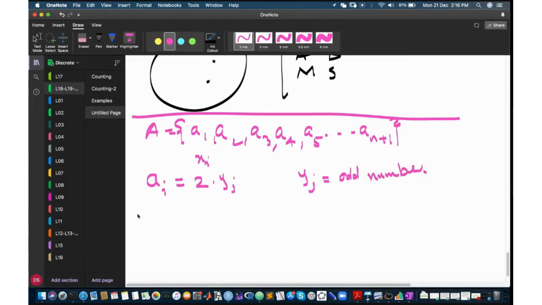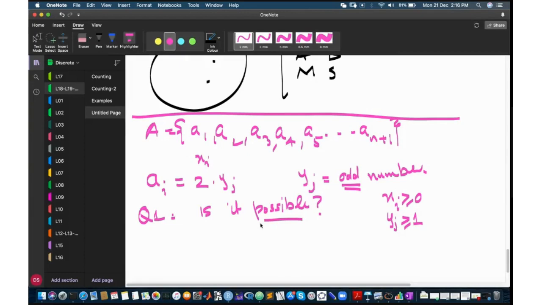Okay, first question: is it possible? Can I always write a number in this form, where xi is at least 0 and yj is at least 1, because yj is a positive odd integer? So the first question I want you to answer.